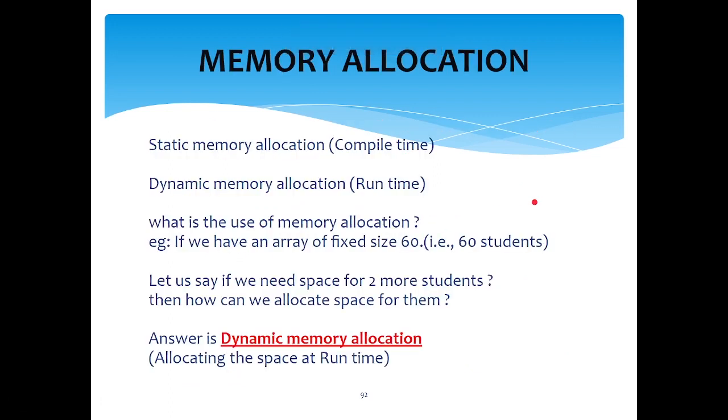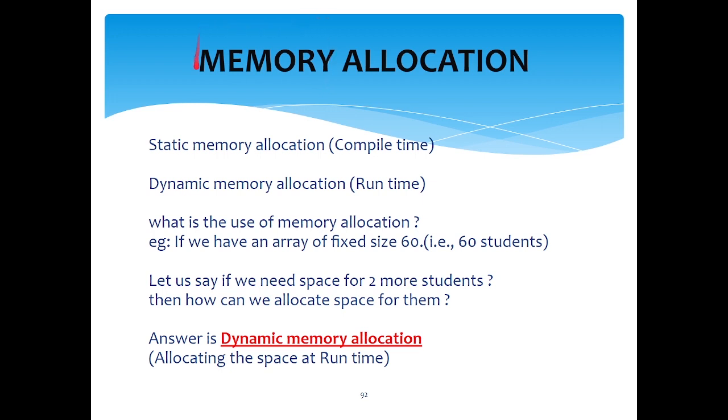Memory allocation, which is the most important point in pointers. What is memory allocation? Allocating a specific memory. Suppose you are performing some operation, and that operation has some operands. Those operands must be stored somewhere in your device. So where are those values being stored? In the memory.